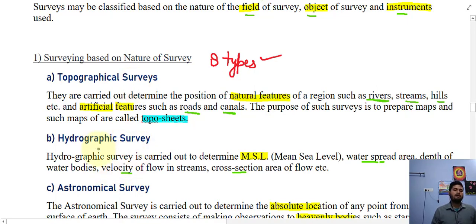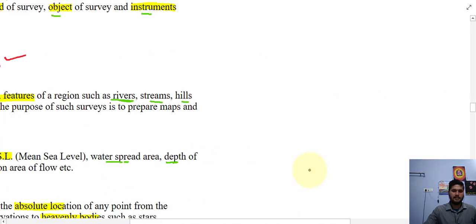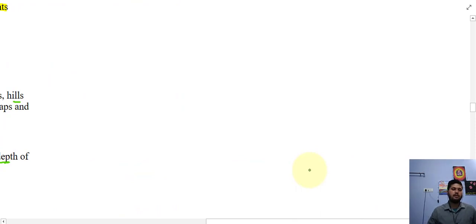The second type of survey is hydrographic survey. Hydro means water. Any survey which is related to water is known as hydrographic survey, in simple words. So in hydrographic survey, we are determining mean sea level, water spread area, depth of water bodies, velocity of flows and streams, cross section area of flow, etc. We will discuss these terms one by one because this is very important.